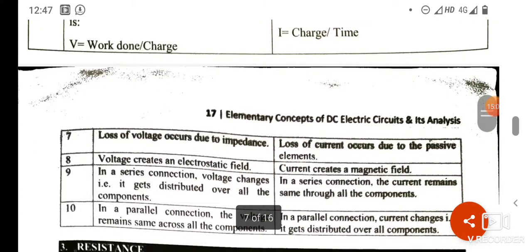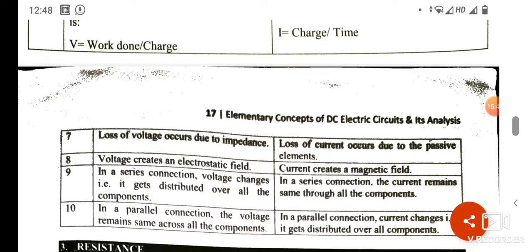Loss of voltage occurs due to impedance, but the loss of current occurs due to passive element. What is the difference between passive and active element? Passive element and active element we will discuss in the nearby chapters. I think first chapter of electronics, fourth module of the whole syllabus is from the electronics department. In that chapter we will discuss passive element, active element, etc. So loss of voltage occurs due to impedance in the circuit, but in the case of current it is due to the passive elements like resistors, capacitors, inductors, etc.